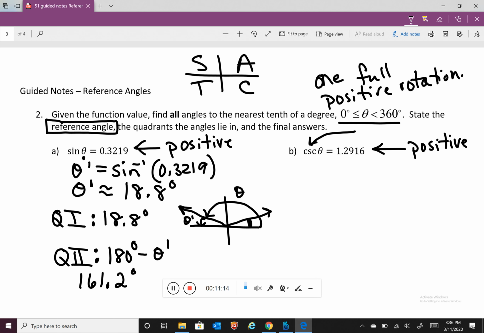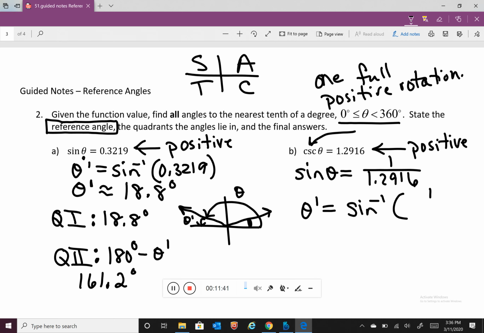So the first thing we have to do is realize I do not have cosecant, so I need to use sine. So if cosecant of our angle is equal to 1.2916, then sine of our angle is equal to the reciprocal of that, or 1 over 1.2916. And now I'm ready to solve for my reference angle, which is equal to sine inverse of 1 over 1.2916. And so my reference angle is approximately 50.7 degrees.